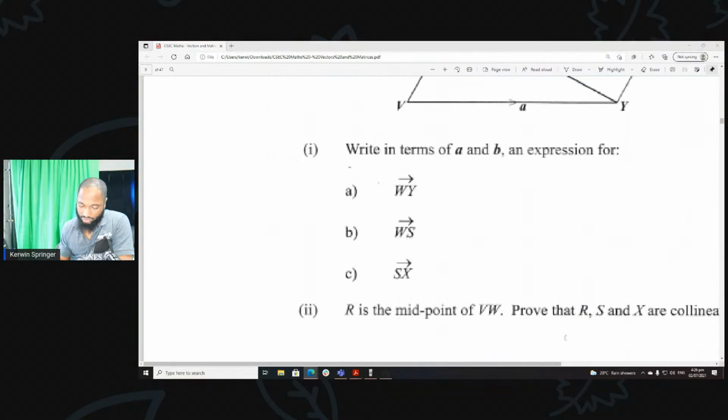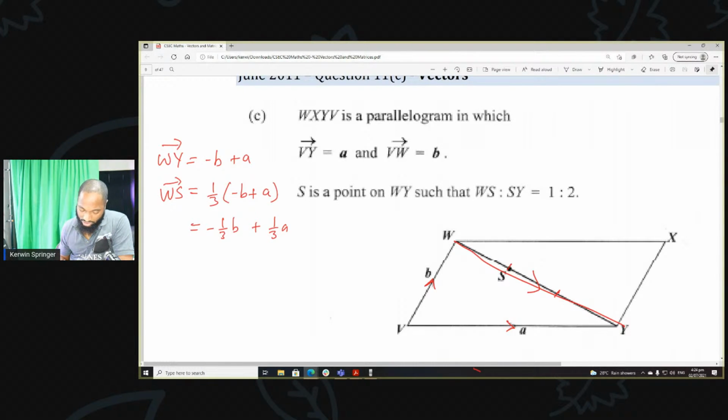What next? SX. SX is this one. To go SX, we can't go that way, obviously, we don't know that. So we need to go down this one and then up this one. We already know that this is A. We know what WS is, and this is WS. This one is better. So SX is like the reverse of WS, so I'll put negative, plus forward this way.